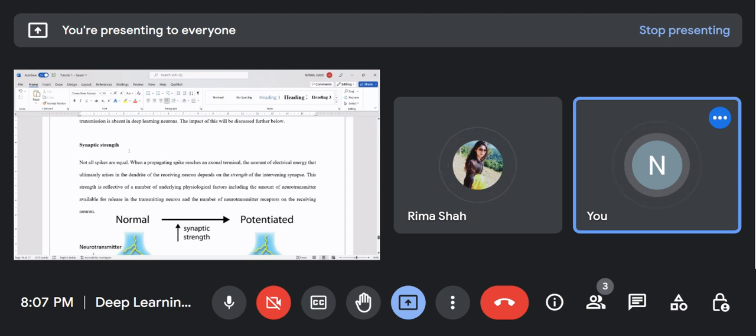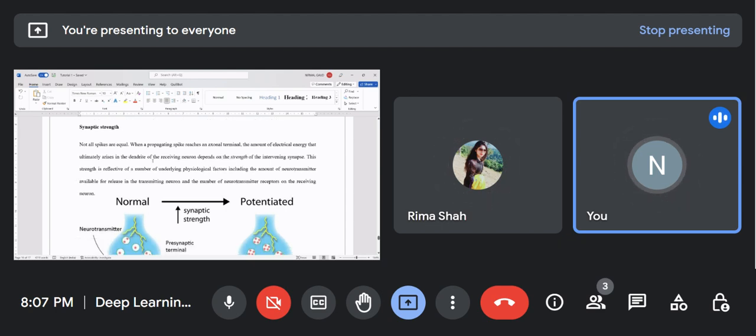The next thing is synaptic strength. What is the synapse? See, we very well know that synapse is a terminal point, the connection between the axon terminal and the dendrites. Because from the axon you are going to give the output in the form of signals, and the dendrite will receive them for the next neuron. So synapse is a terminal point.